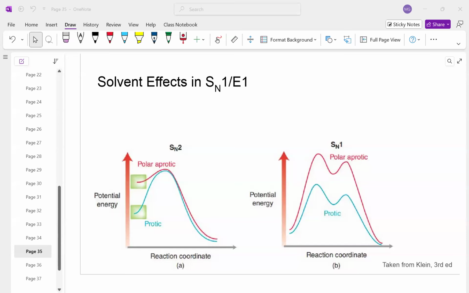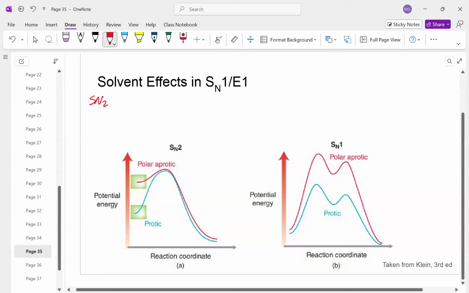What we're going to look at now are some of the things that affect the rates of SN1 and E1 reactions. Again, I'm going to pool the two together because they're very common. And the same things that affect the rate of an SN1 will affect the rate of an E1. So let's look at the solvent effects in SN1. What I'm going to do is actually compare this. Let's do a review. How did solvent affect an SN2?